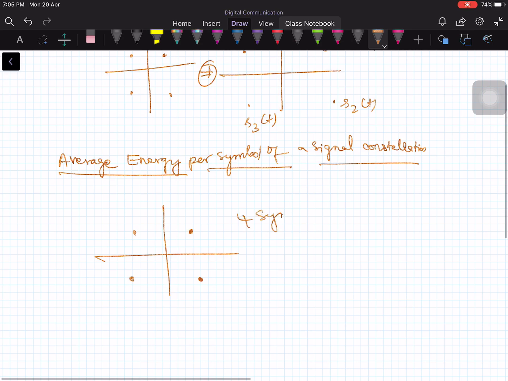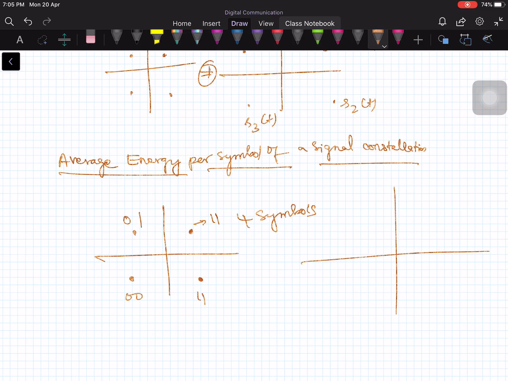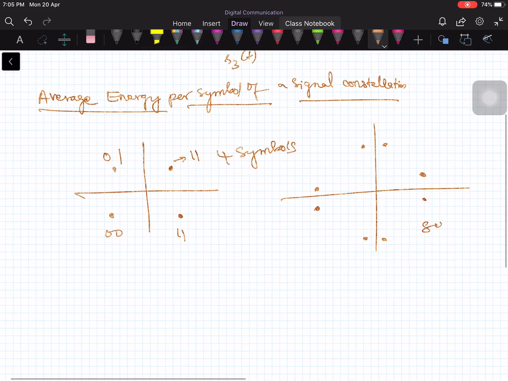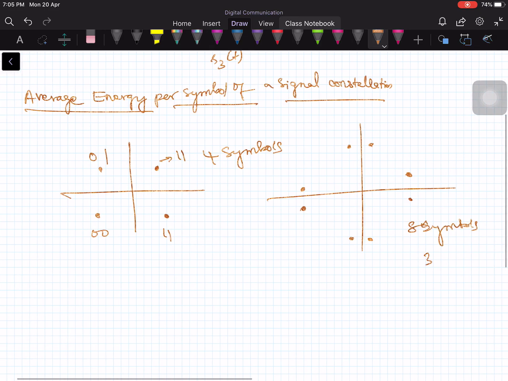Essentially it has 4 symbols, corresponding to a 2-bit sequence, so let's say this is 11, this is 01, 00, and 10. You can take it like this also. Let's say one point you put here, one point here, one point here, one point here, and another one here, here, here, and here. So there are 8 points, 8 symbols here, and to each symbol you can map a 3-bit sequence. You can take any one.